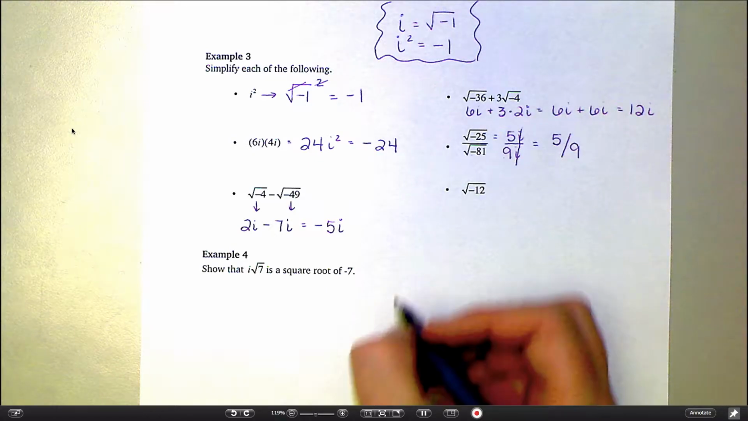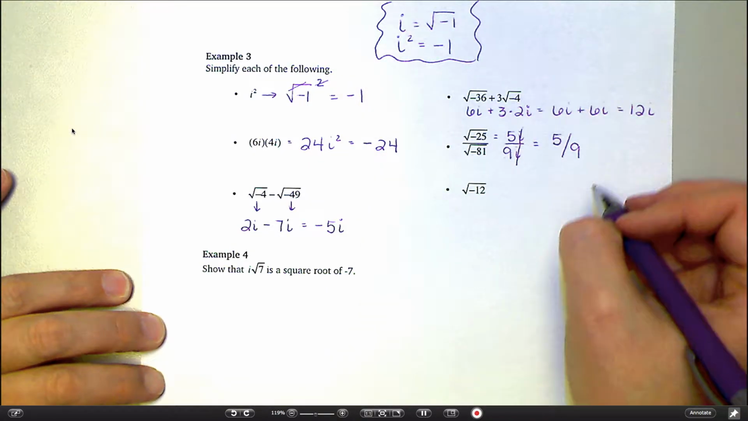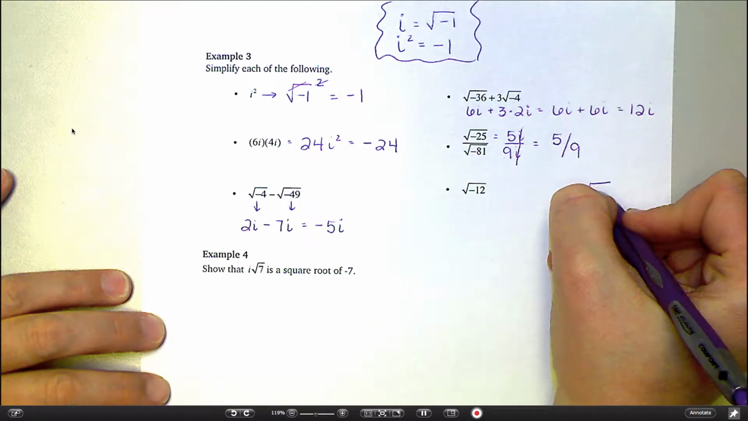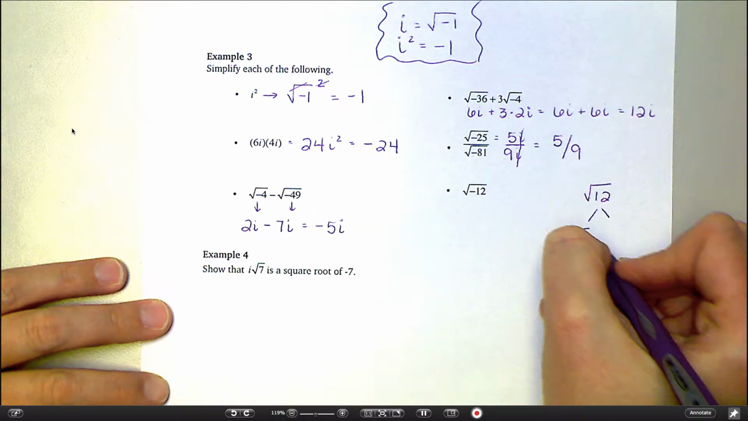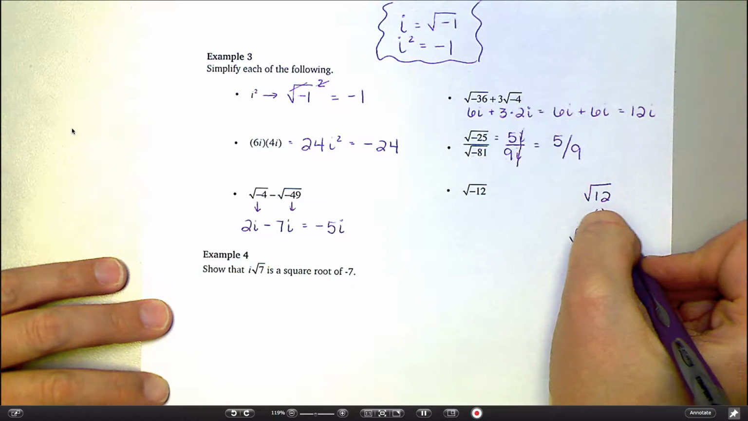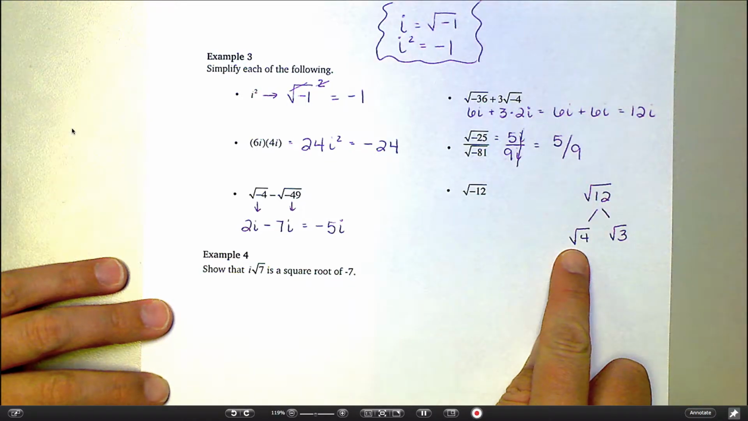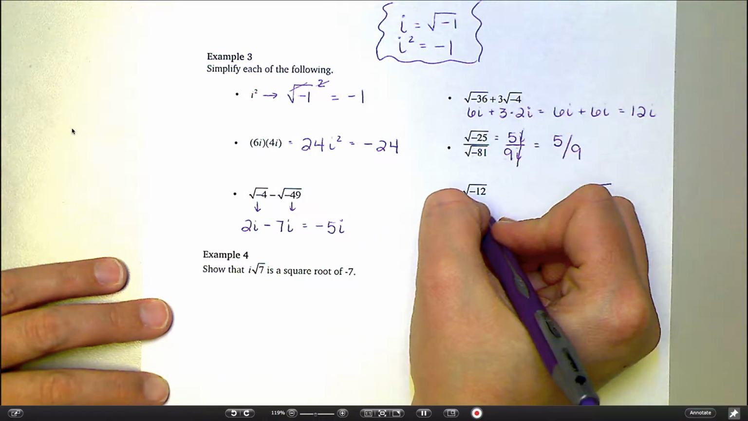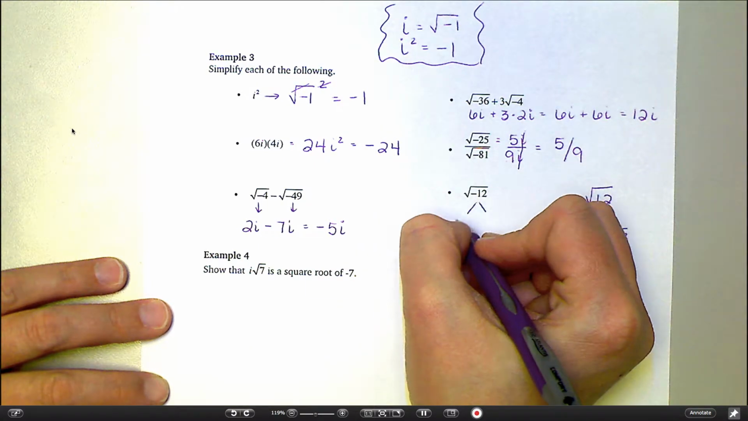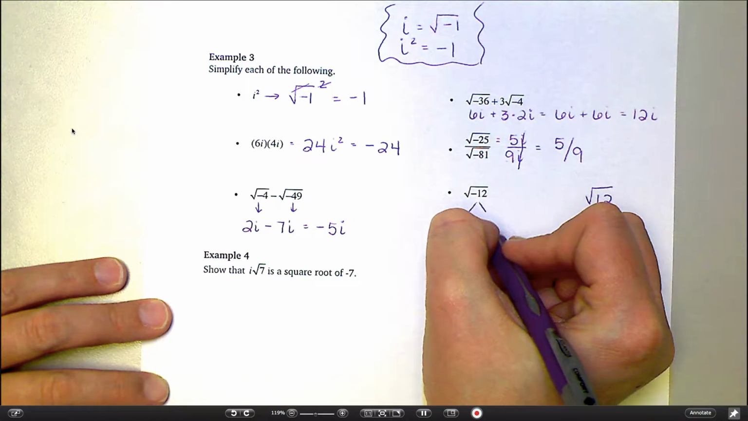So I want you to think back to yesterday. Yesterday we were doing things like this. We were taking square root of 12 and writing it as square root of 4 times square root of 3, and then we could make this into a 2, right? Today I'm doing the exact same thing. I'm going to take that 12 and write it as square root of 4, square root of 3.